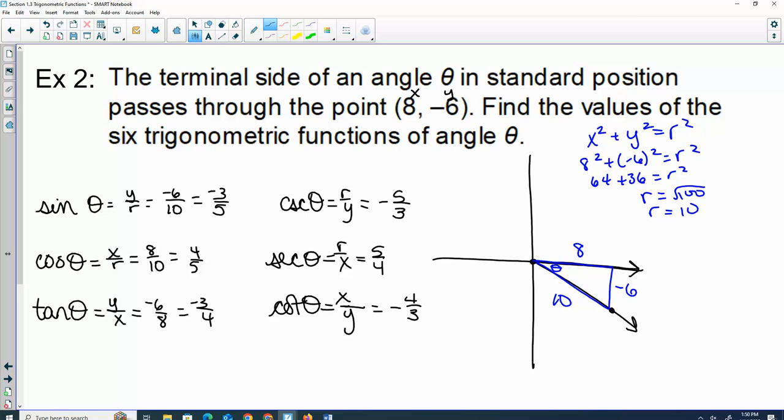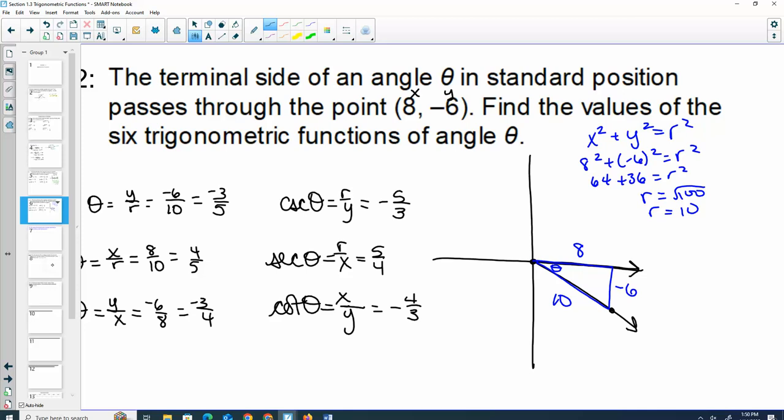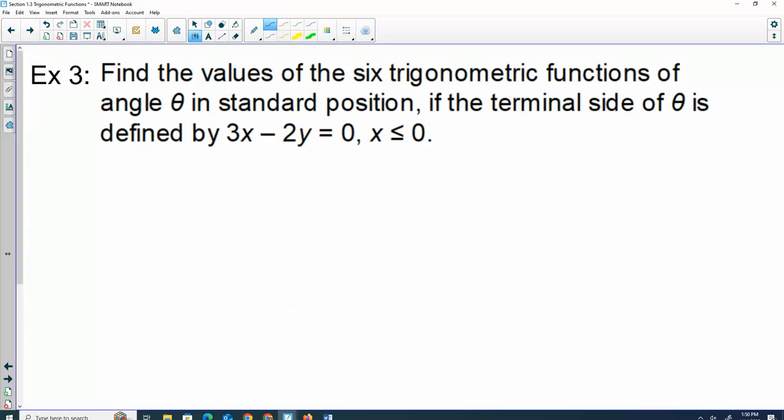So if I tell you I want to find the values of the 6 trig functions of angle theta in standard position if the terminal side of theta is defined by the equation 3x minus 2y equals 0, and x is less than 0. Alright, this is a little bit different because I didn't give you an actual ordered pair. But I gave you a formula for an ordered pair.